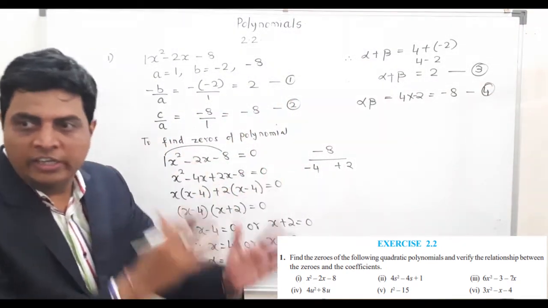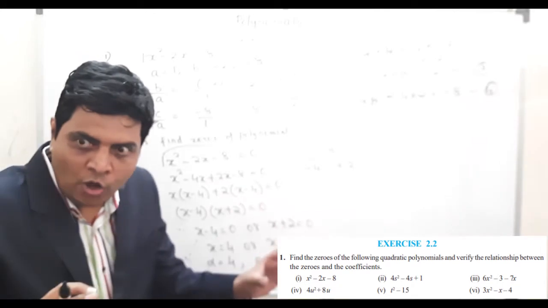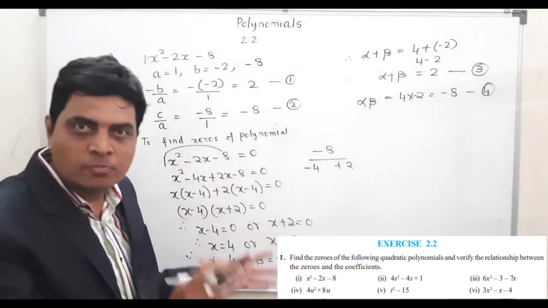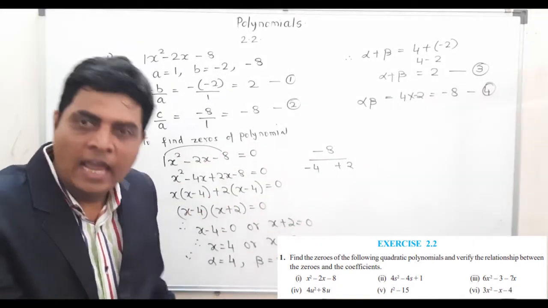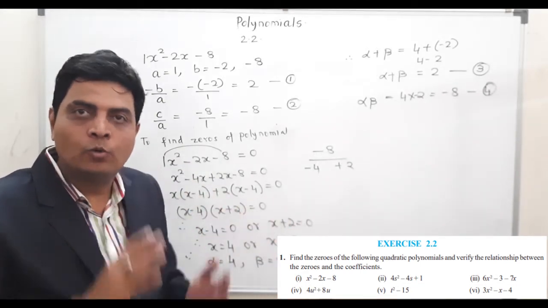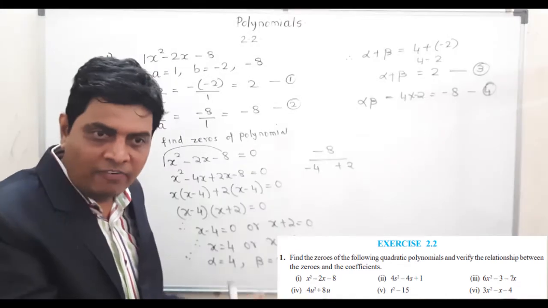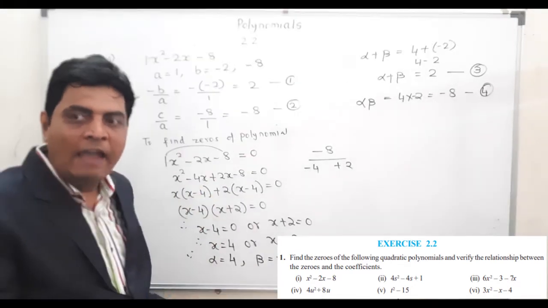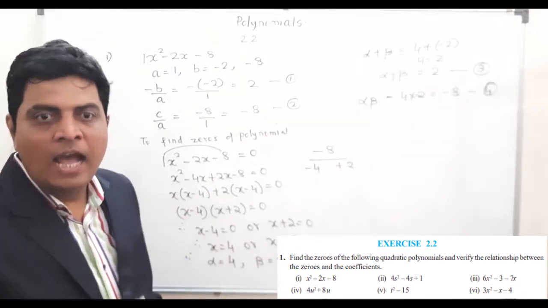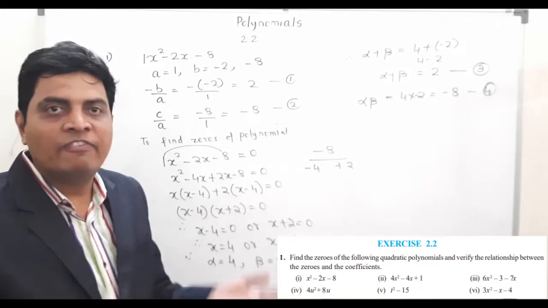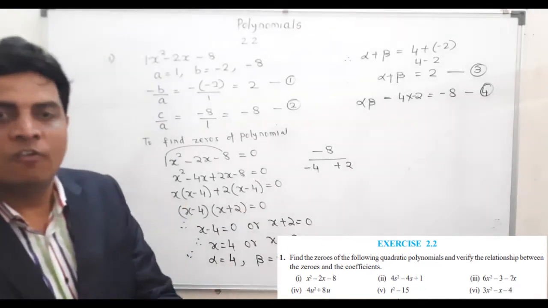I will go in this format only: 1, 2, 3, 4. First I have the polynomial. I will get the values of minus b upon a and c upon a. I will name them as 1 and 2. Then I will solve the polynomial and get the zeros, alpha and beta. Then I will find the value of alpha plus beta and name it as 3, and alpha into beta I will name as 4.